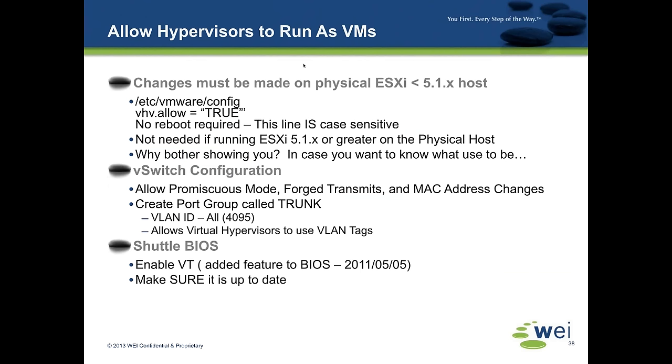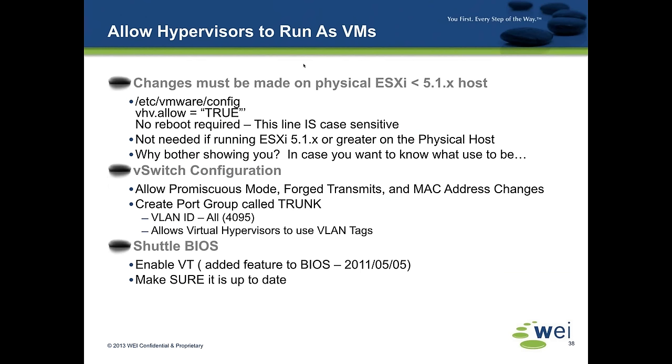A couple of things that I would not do in a production environment would be the way I configure the virtual switch security settings. You have to allow promiscuous, forged, and MAC address changes in order to allow the nested hypervisors to work correctly. And you also have to create a port group called trunk.